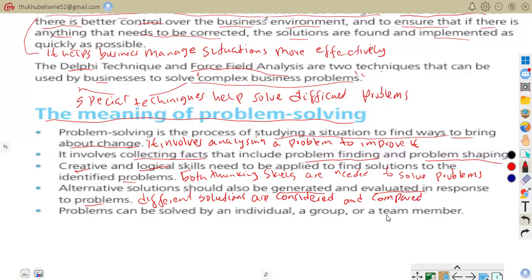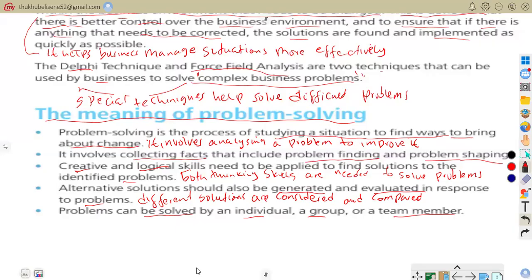So it means that, for example, choosing between reducing price or improving marketing. That is why we're saying different solutions are considered and compared. Also, problems can be solved by an individual, a group, or a team member. So what it means is that it can be done by individuals or groups. That is in short what it means.